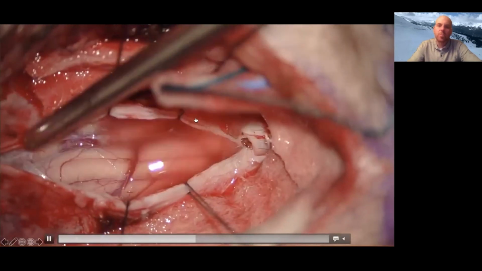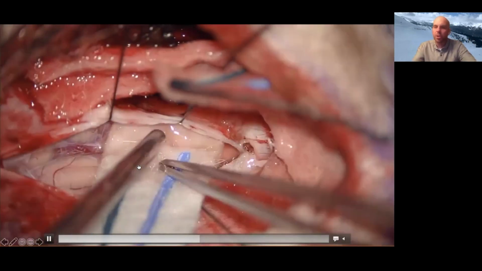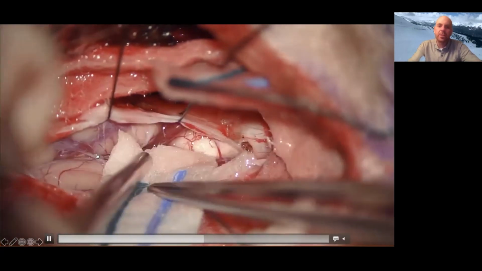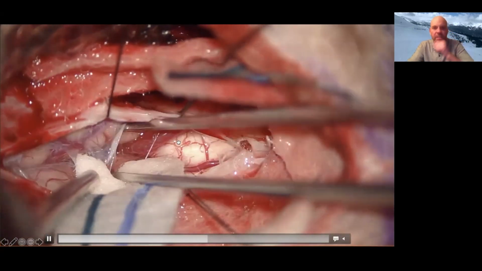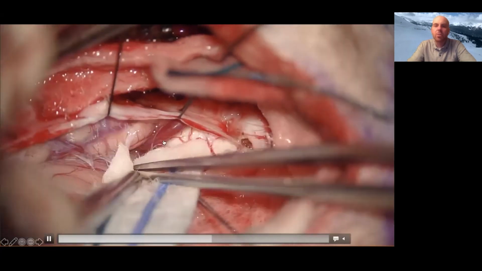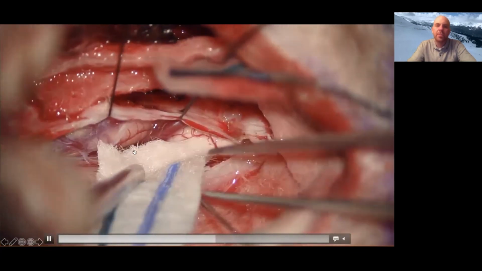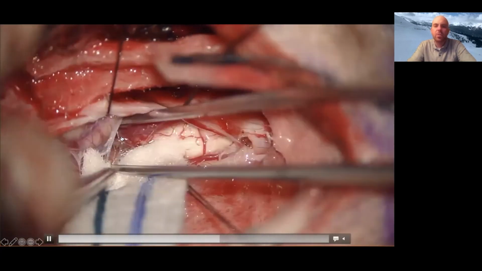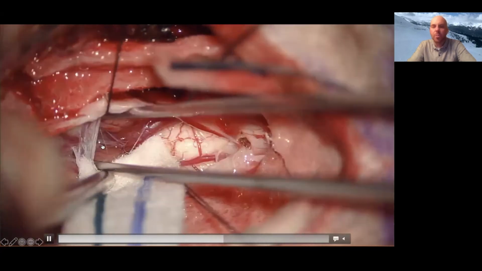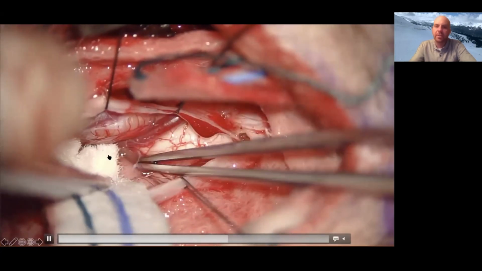So then you'll see this open up. We put some tenting stitches to prop the dura open. You see the cerebellum here. This is sped up a little. Her heart rate's not really that fast. And so this is the back of the spinal cord, tonsillar loops of PICA. And you'll see when this cottonoid comes out of the way, you'll see the emergence of the obex, which is going to be right here. And that's where we want to see that fluid flow.